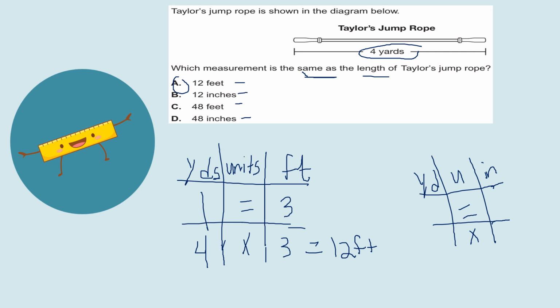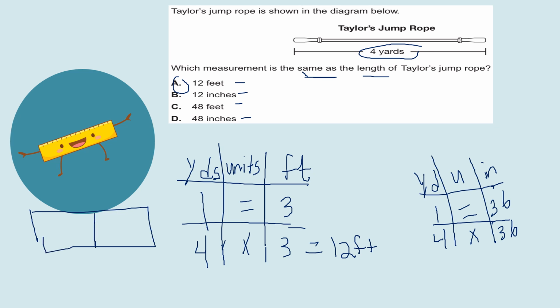My chart, I need my chart information, not the question. So my chart says 1 yard equals 36 inches. Now my question tells me 4 yards and didn't tell me anything about inches. So 36 times 4. All right, so I come over here, draw my box.